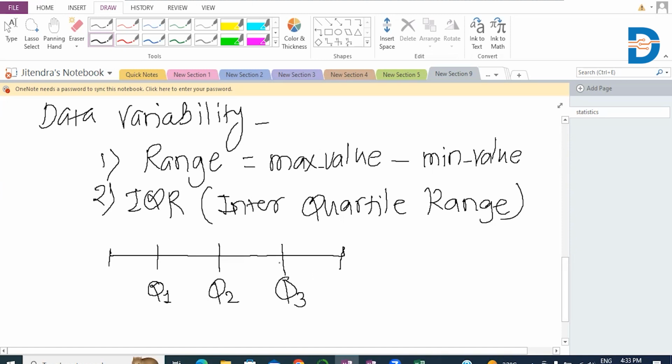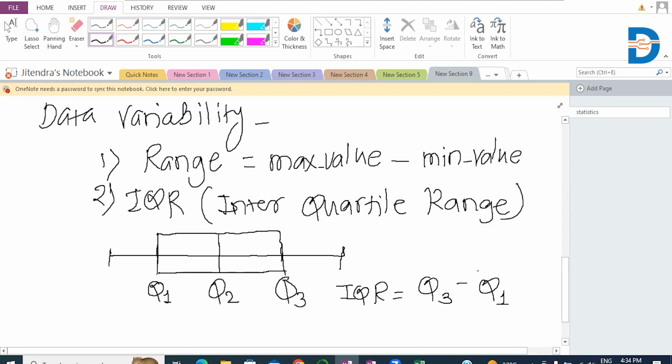So IQR is nothing but the data between these quartile values, the data from Q1, the first quartile, up to Q3, the third quartile value. So how can we calculate IQR? The formula for IQR is equal to the third quartile value minus the first quartile value.